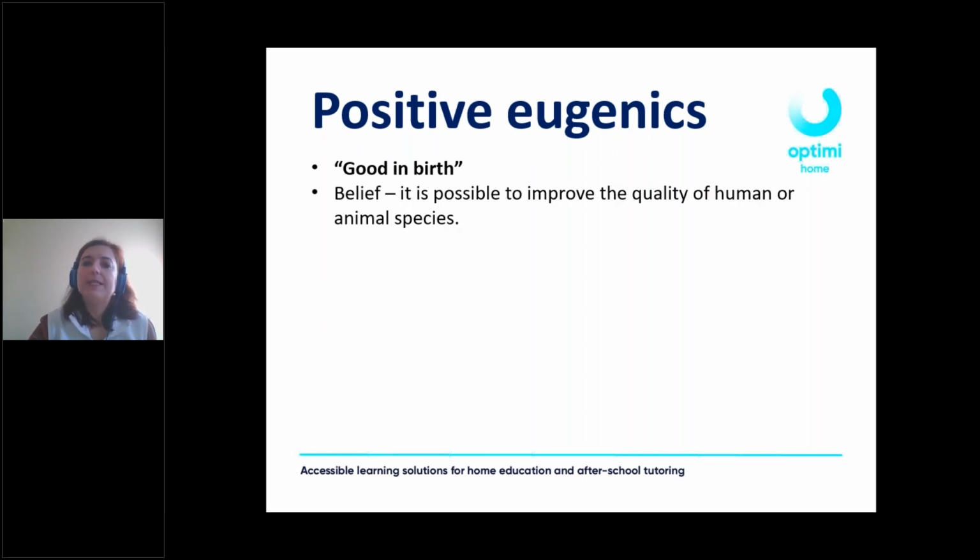So the belief it is possible to improve the quality of human and animal species, right? So in other words, you can do more research to promote good genes, that there are experiments that can be done and so forth to try and see how to better humanity or society as such.